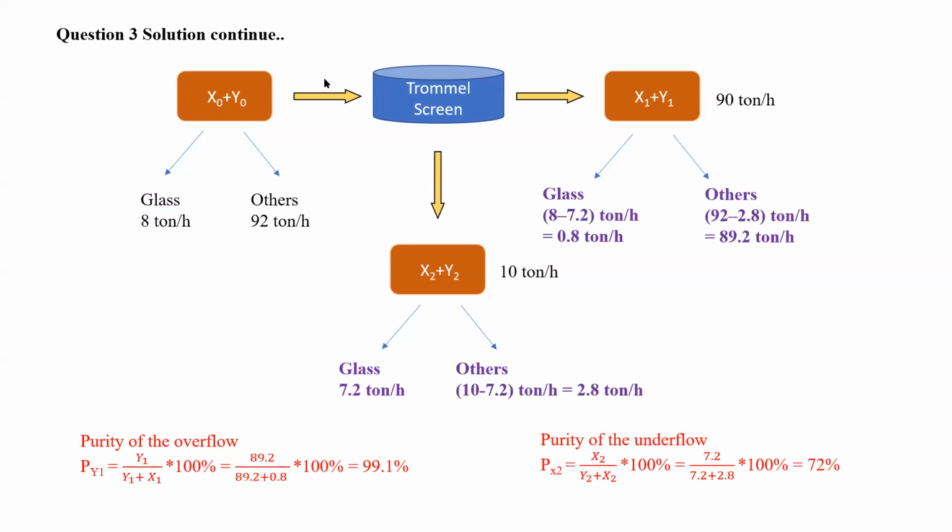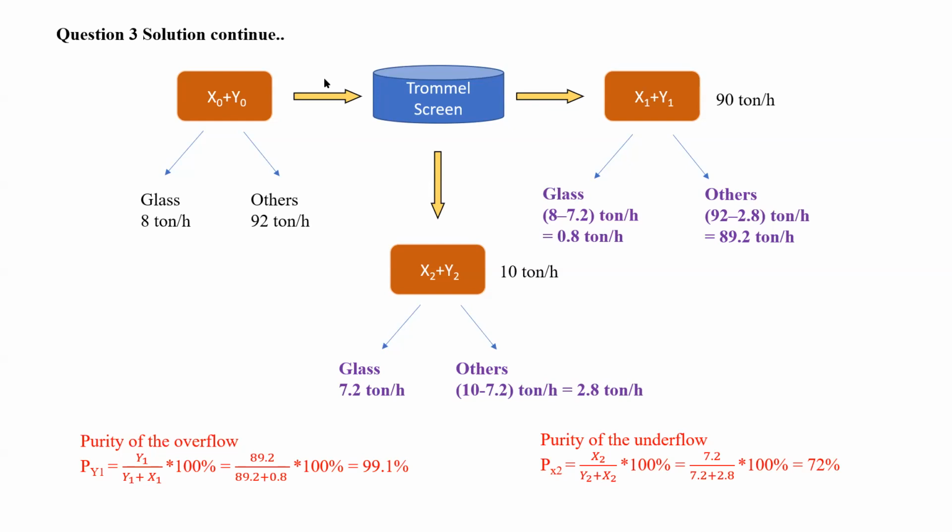And then let's have a look at our purity values for overflow and underflow. And remember, the desired material for the overflow is other components, so we find the purity based on them. To do that, we should divide the mass of other components found in the overflow, which is 89.2 tons per hour, by the total mass of overflow, which is 90 tons per hour, and times 100%. And therefore, we can find the purity of overflow as 99.1%.